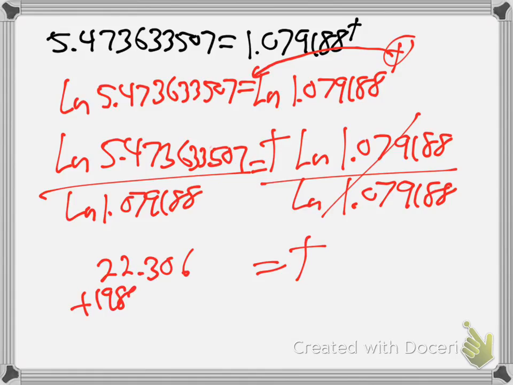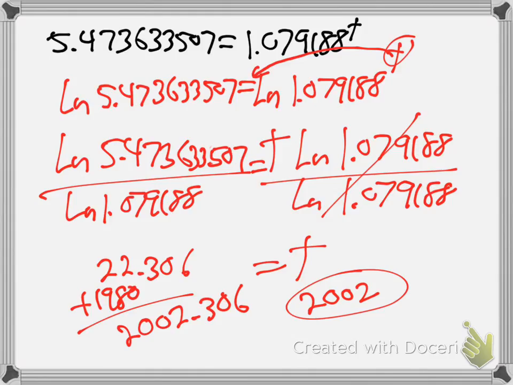So if you add 22 to that, that's the year 2002.306. So it's the year 2002. Does that make sense? It's in the year 2002, because time zero started in 1980. Is that good? Questions on that? Let me make sure I didn't leave you.